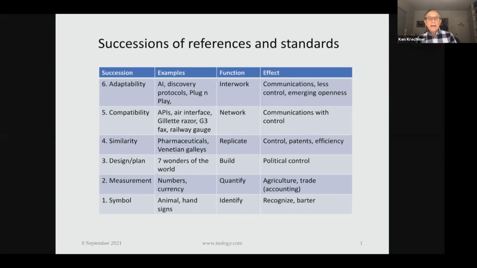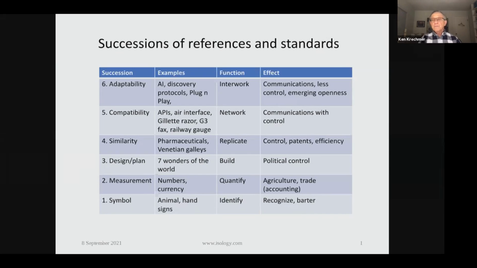Moving onward to compatibility, which I suggest arises around 1800 and continues to this day. We have the air interface for cellular systems, railway gauge, as I mentioned. Joseph mentioned group 3 facsimile, which has some very interesting aspects and was extremely successful for about 40 or 50 years, obviously before the internet, at providing some form of communications in a written mechanism.